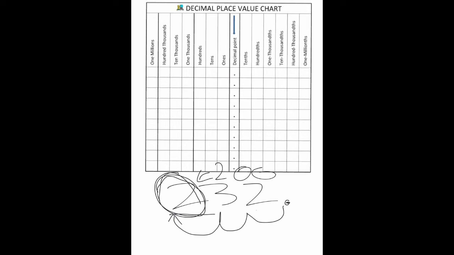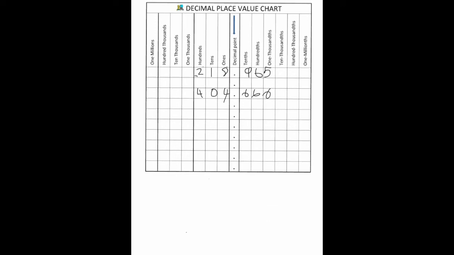Easy enough. Now let's do a few more examples, but this time we're going to use this decimal place value chart. So let me just erase this real quick and I'll be right back. Okay, so I've written 2 numbers on this place value chart. We have 218.965 right here, and we have 404.666 right here. That doesn't look like a 6, that looks like a 0. Okay, 6.